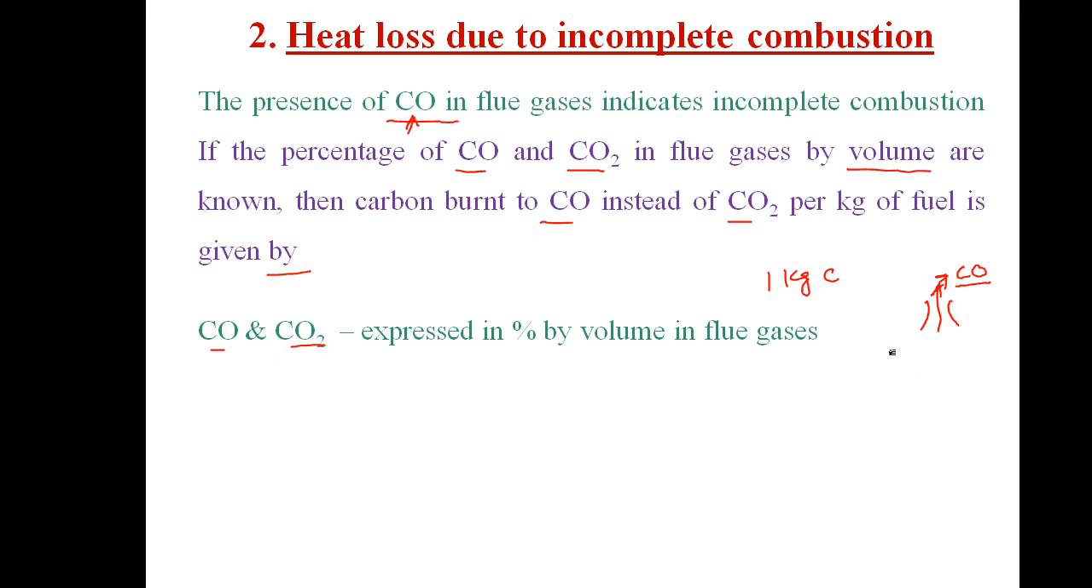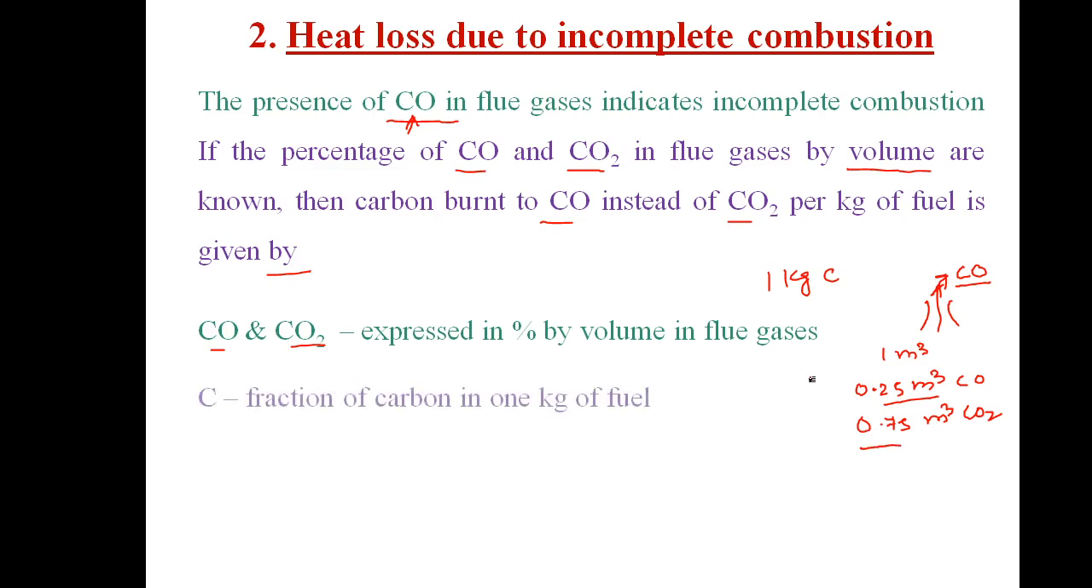Say, for example, we collect 1 meter cube of gases. Out of that 1 meter cube of gases, 0.25 meter cube is CO and 0.75 meter cube is CO2. That means carbon monoxide is 25% by volume and 75% is carbon dioxide by volume.